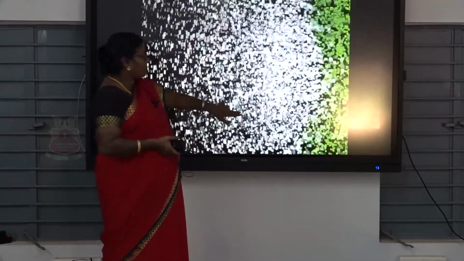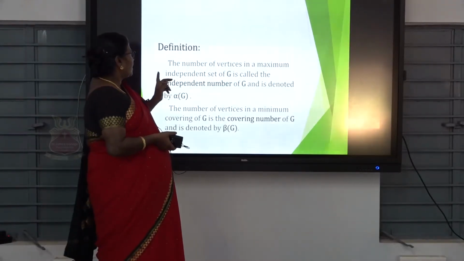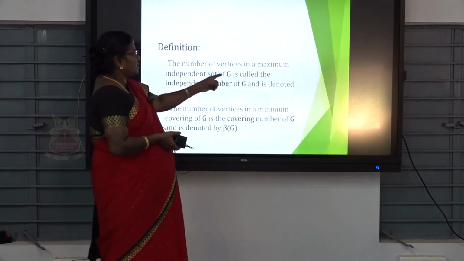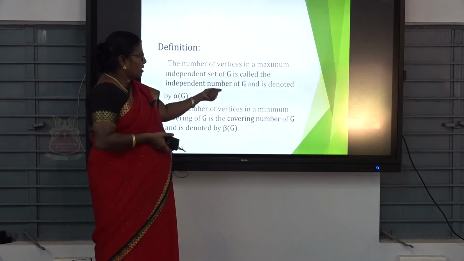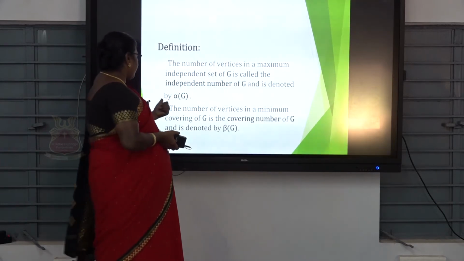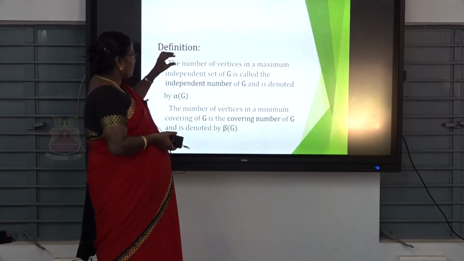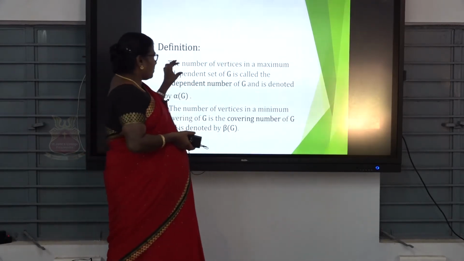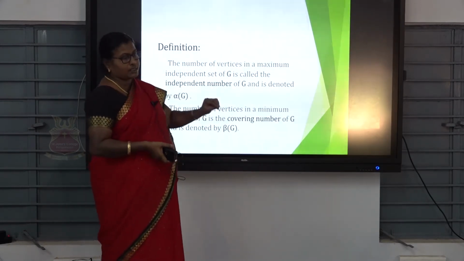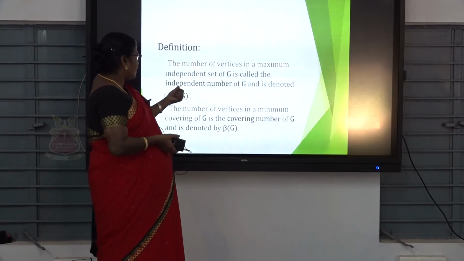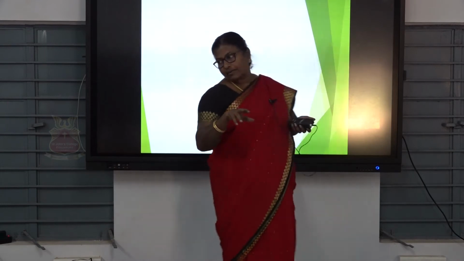Now we are going to the next definition. The number of vertices in a maximum independent set of G is called the independent number of G and is denoted by alpha of G. Understood? What is the definition? For the maximum independent set, the number of elements in that set is known as the independent number of G and is denoted by alpha of G.